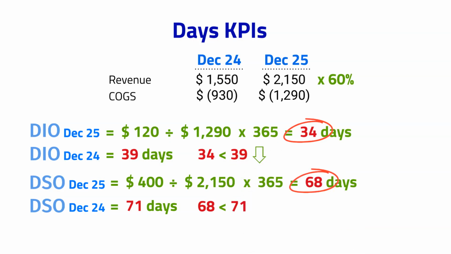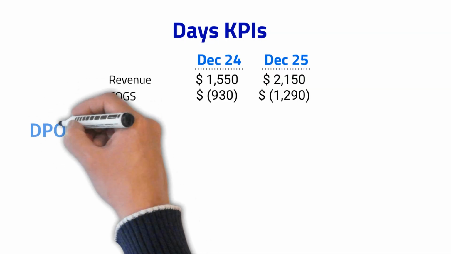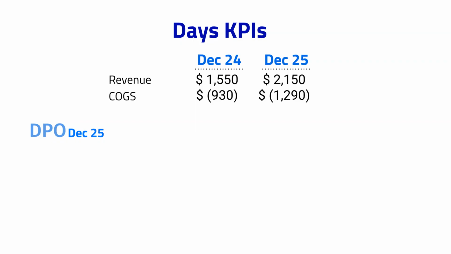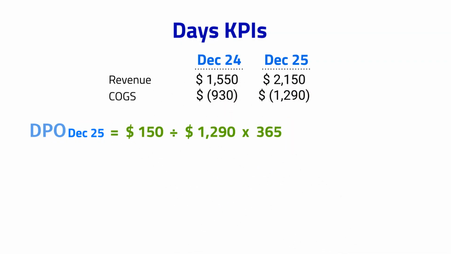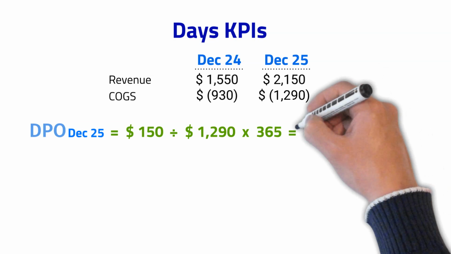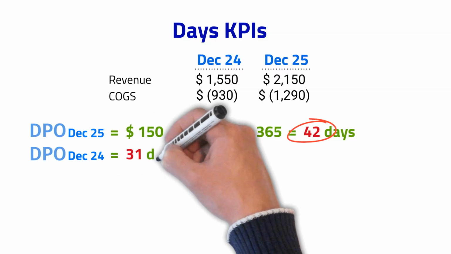The decrease in DSO is an improvement, similar to DIOs. That means we were able to extract our cash from net working capital faster. Now let's check days payables outstanding. In December 2025, they are 150 divided by 1290 times 365 days equals 42 days. In December 2024, they were 31 days.